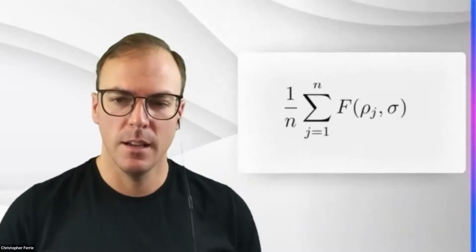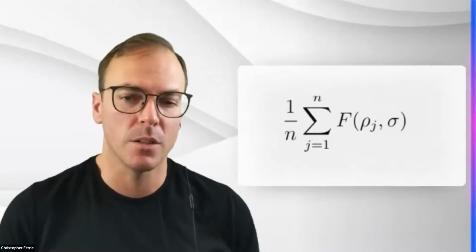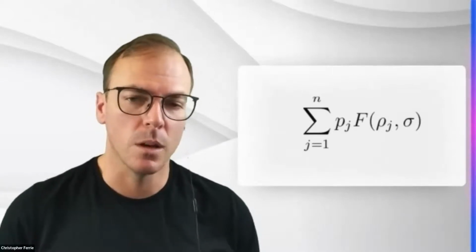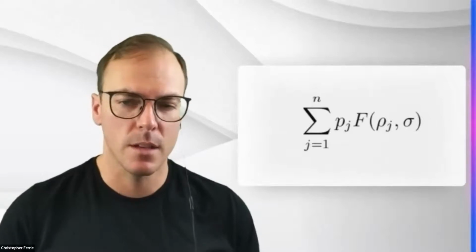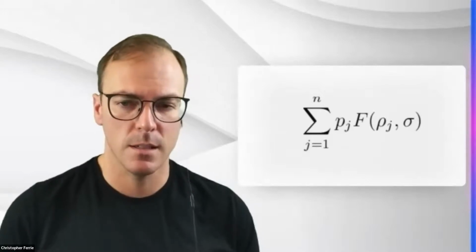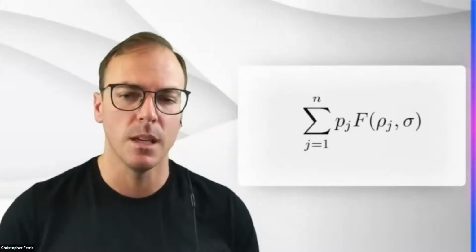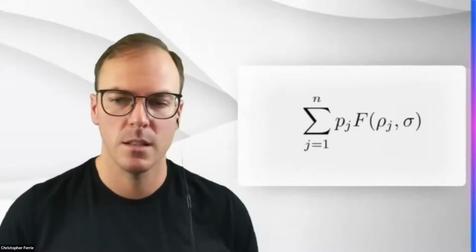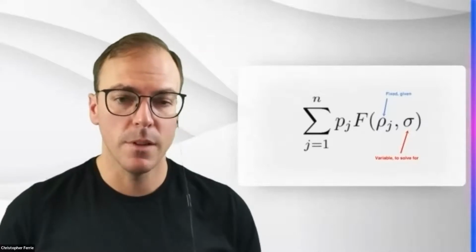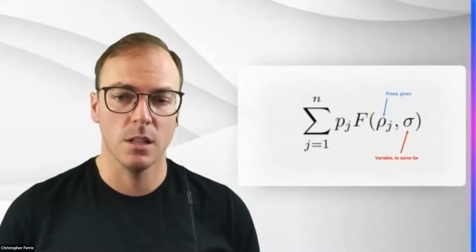Here you saw that there's a 1 over n. That's our usual notion of taking the mean of a bunch of things, but those probabilities don't have to be all equal to 1 over n. They could be arbitrary. So now we have this set of probabilities p sub j which go inside the sum. So maybe you recognize this as the mean of some function, right? So now this object is the mean of the fidelity over this set of states. And again, that set of states will be fixed and given, and we want to solve essentially for sigma.